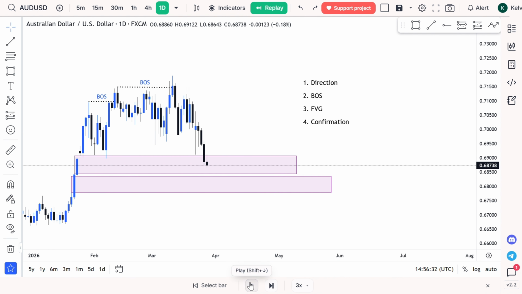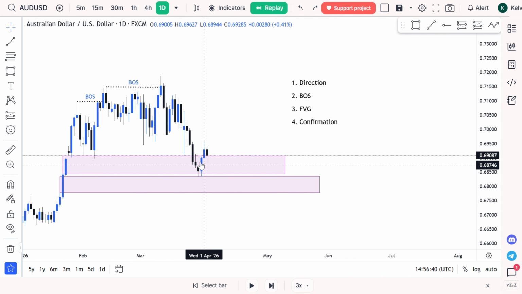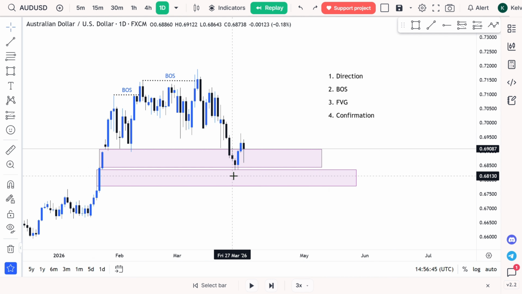So we have the first tap into that area, and then we have a reaction from that area. So we have this massive candle which also tapped into this extreme fair value gap, and then we have this bullish engulfing candle. So this here is a clear indication that price is going to the upside, and that can be used as your confirmation. So for those who use candle confirmations, this is very, very important, and that is when you have your entry.